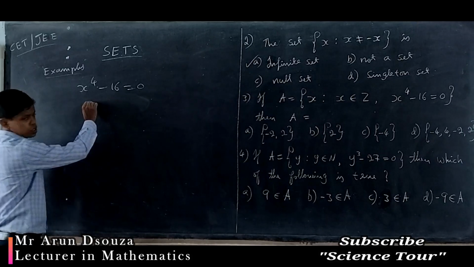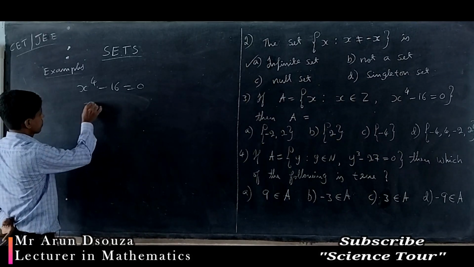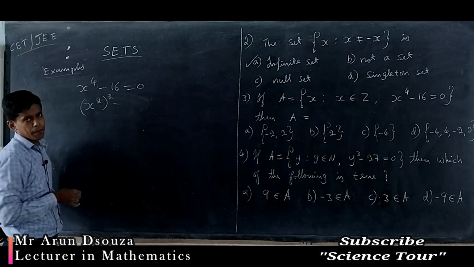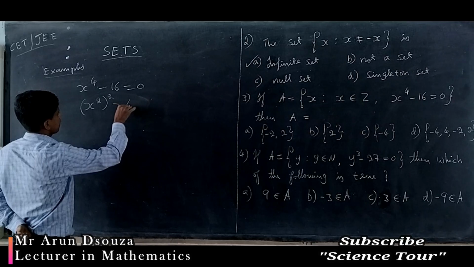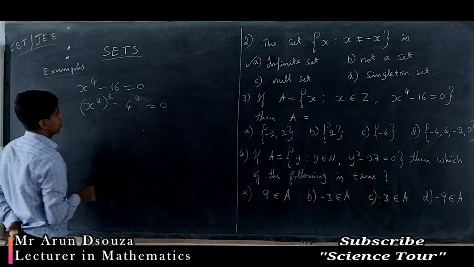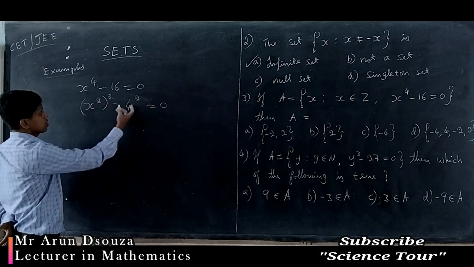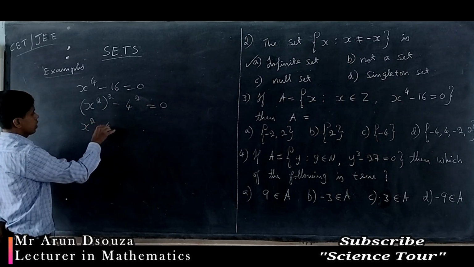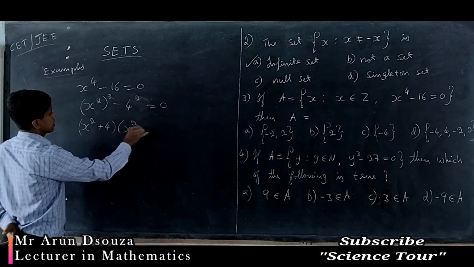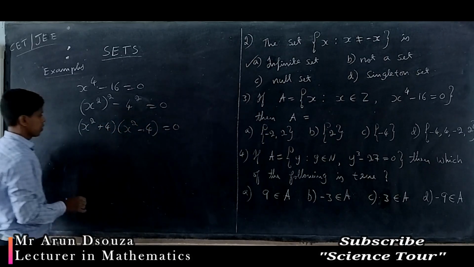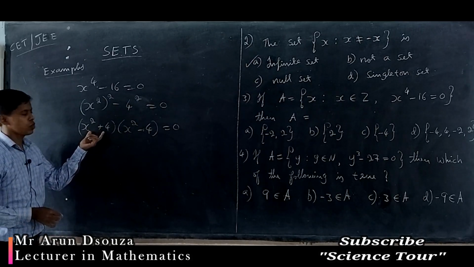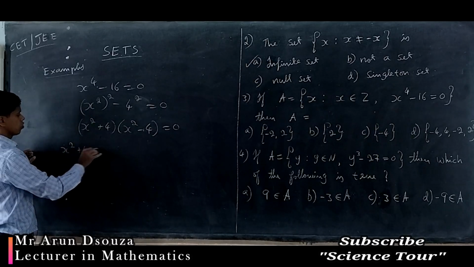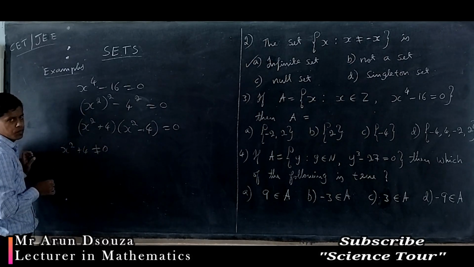Okay, see, what you can do is write this as (x square) whole square minus 4 square. Now you have the a square minus b square formula, a plus b into a minus b, that is x square plus 4 and x square minus 4. Now can you have this as 0? X square plus 4 is never 0. So x square plus 4 is not equal to 0 for any real number.